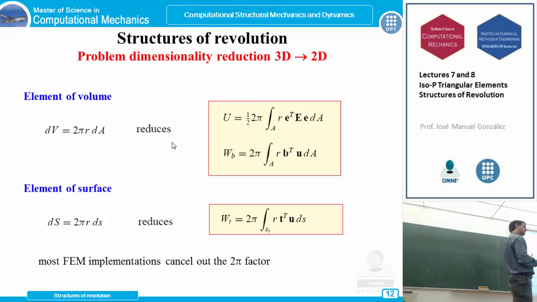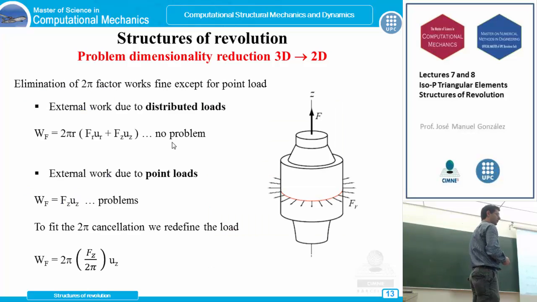You can make this implementation. If you have these 2π everywhere, you can avoid this 2π multiplication in your computer because it has its cost. So you can avoid it. If you have this point load, you can treat this point load as the value of the load divided by 2π. So now you can banish this 2π everywhere.